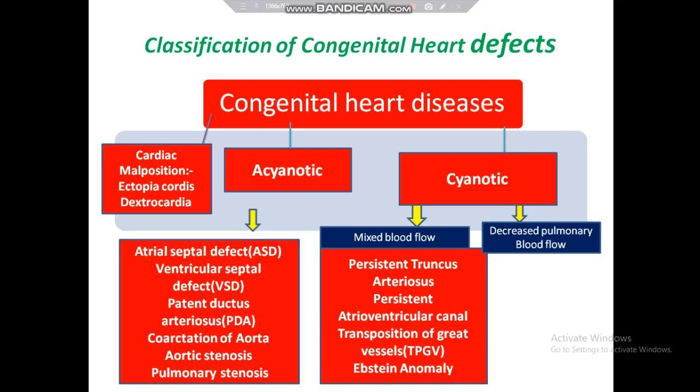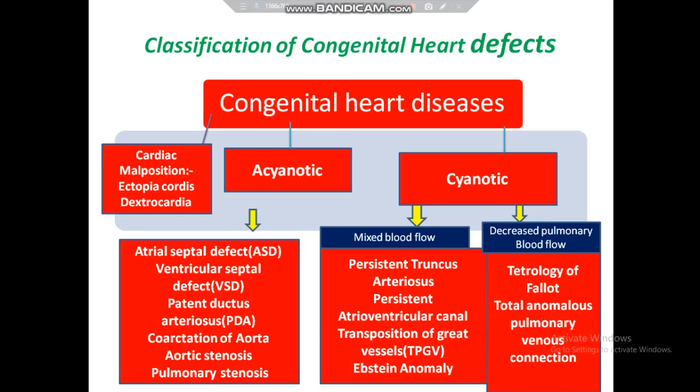Now, because of decreased pulmonary blood flow, we have tetralogy of Fallot, and total anomalous pulmonary venous connection. These defects will be discussed one by one.